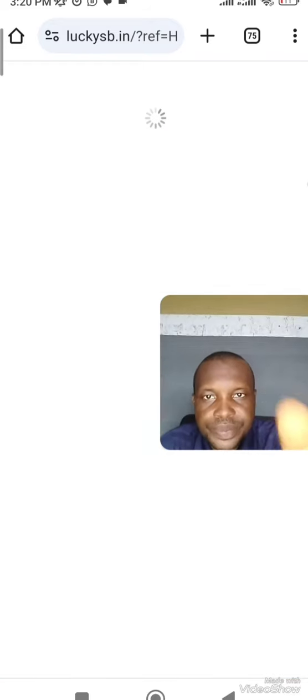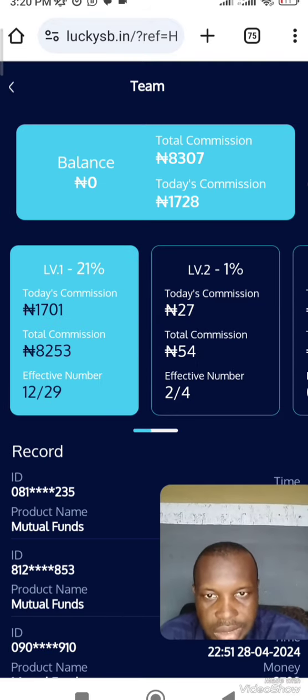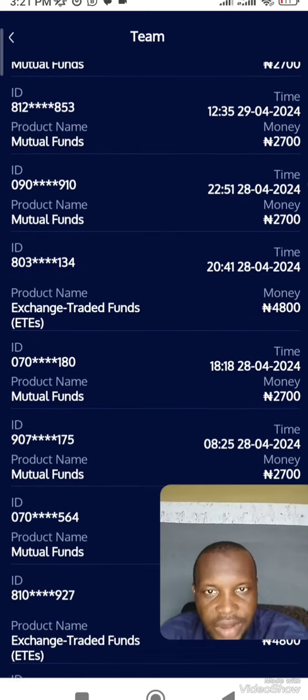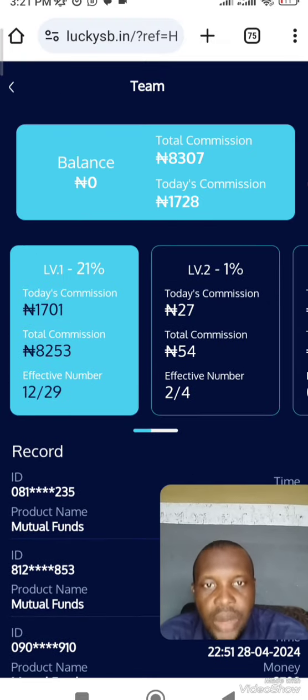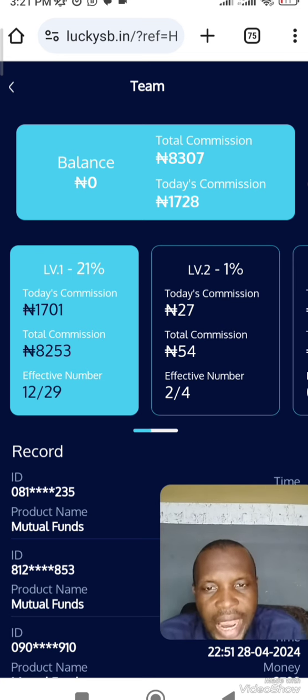Now, look at this platform. Look at this. Let's go to team. Now, look at the records I have of those I've referred into the system. If I'm doing this, I can earn more on this platform. So, I would advise you, if you want to do SCHWAB and make it refer, at every commission, at every level, at least get 2 persons you refer. You will earn money. You can withdraw all your money.